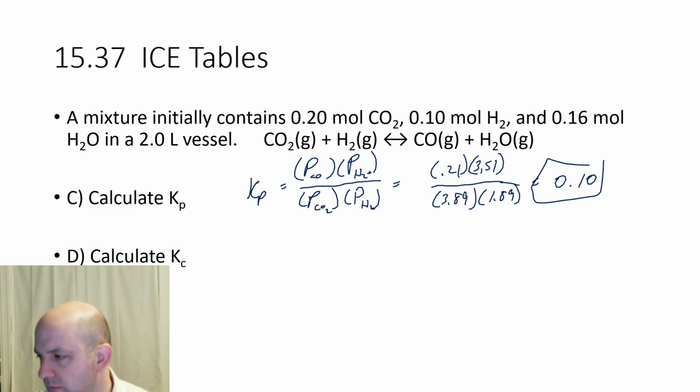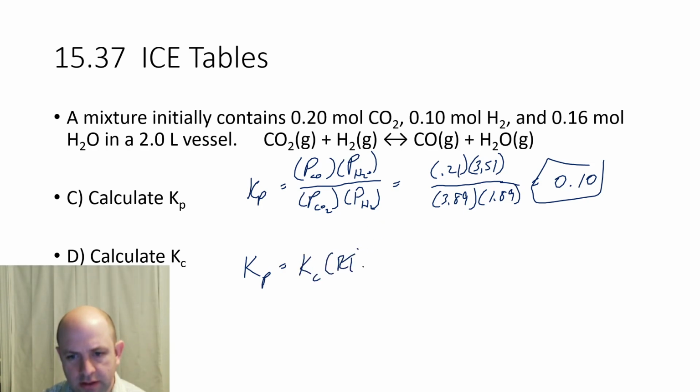Okay, so for the next bit, we're going to calculate Kc. And the trick for this one is, and I'm not going to expect you to memorize this equation, but it is one useful to know from the book, that Kp is equal to Kc times RT raised to the delta n power. And this is where we said the delta n is the change in the number of moles of gas. And so in this case, if we want to solve for Kc, okay, rearrange: Kc is equal to Kp divided by RT raised to the delta n.